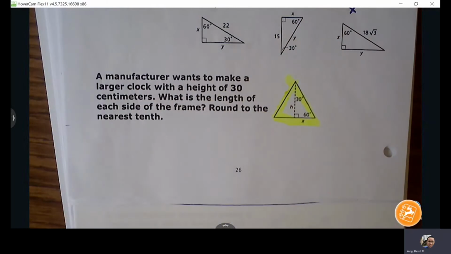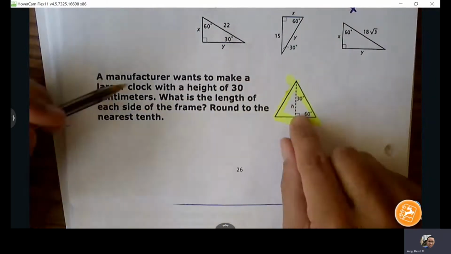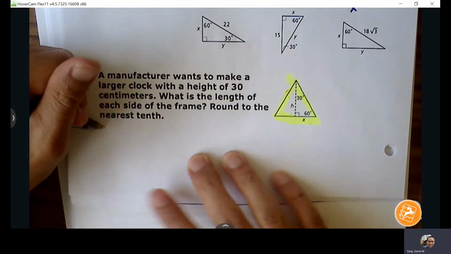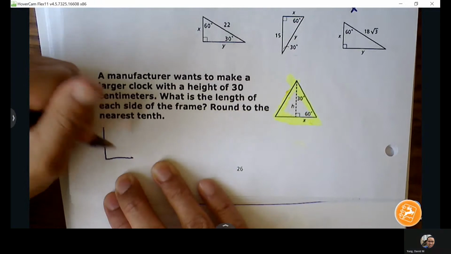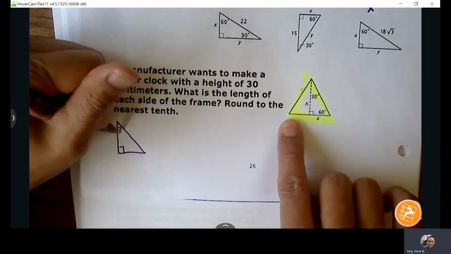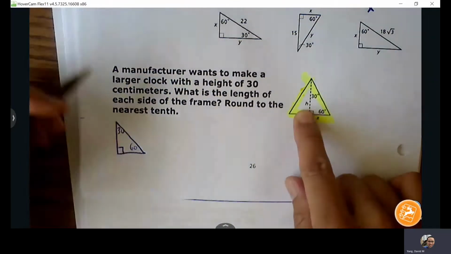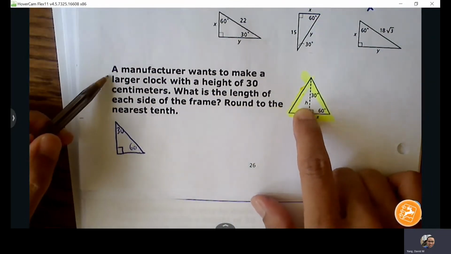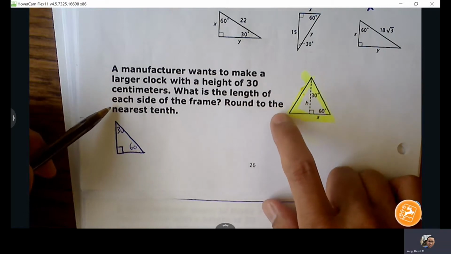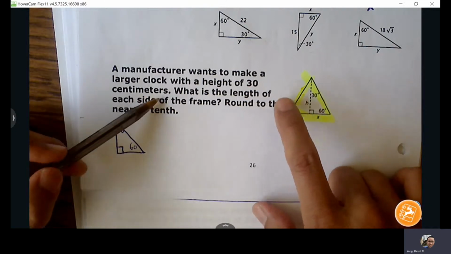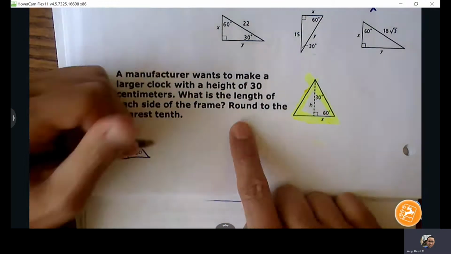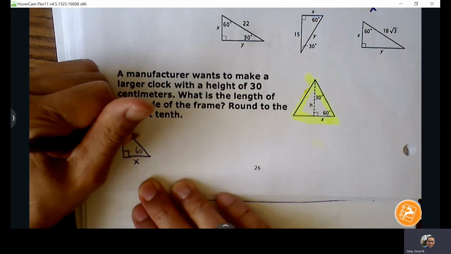Okay, so we're going to work towards finding the length of the side of the frame. But I think the easiest thing to do is I'm going to break this into just a 30, 60, 90 triangle and just see what I can find from this portion. Okay, so there's my 30, 60 degrees. It says a manufacturer wants to make a larger clock with a height of 30 centimeters. All right, what is the length of each side of the frame? So we'll let the height be 30. And let's call this X and let's call this Y.